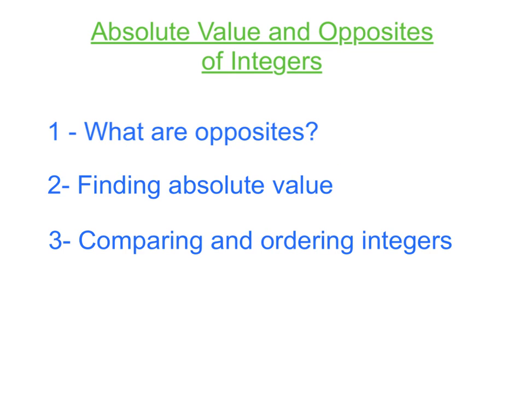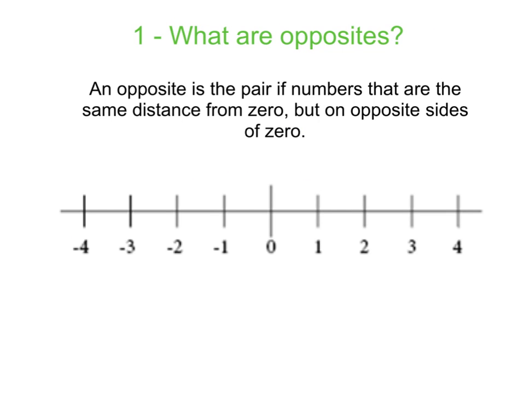We're going to talk about three different things. We are first going to be talking about what are opposites, finding absolute value, and then we're going to compare and order the integers depending on their opposite values and their opposites. Let's first talk about opposites.